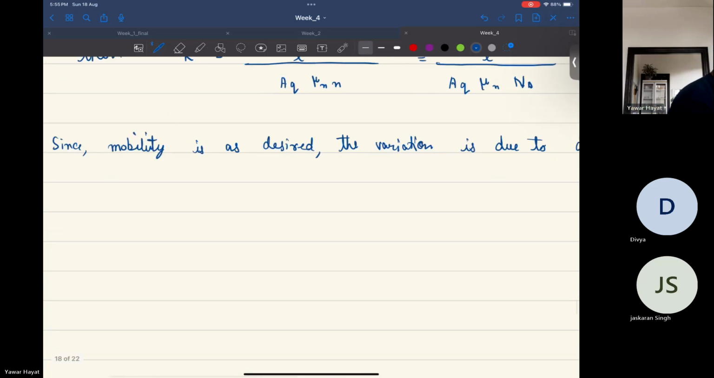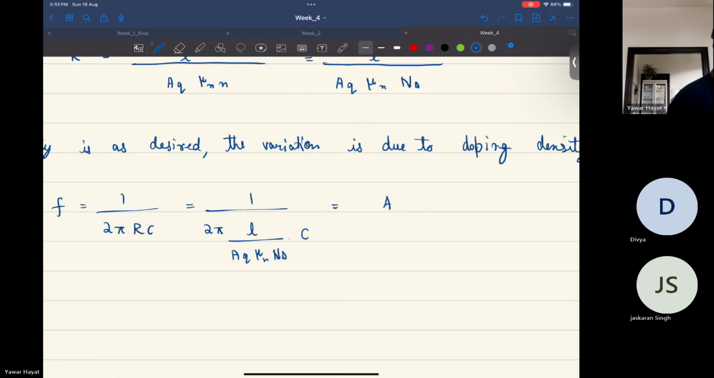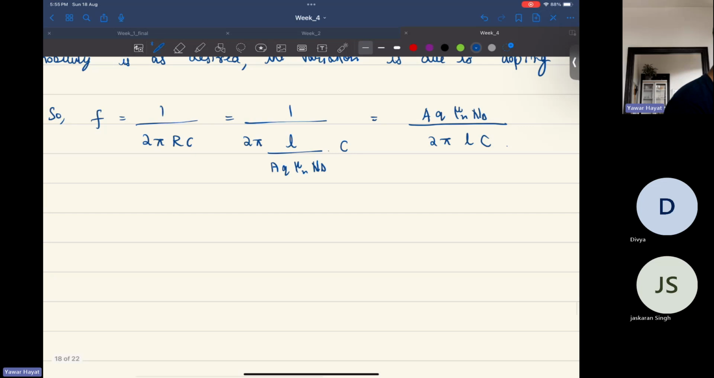So your F, that is 1 by 2 pi RC, that is 1 by 2 pi. Your R is L whole divided by A Q mu n ND times C. It is equal to A Q mu n ND whole divided by 2 pi LC. Right. Now if you take the ratio, right?